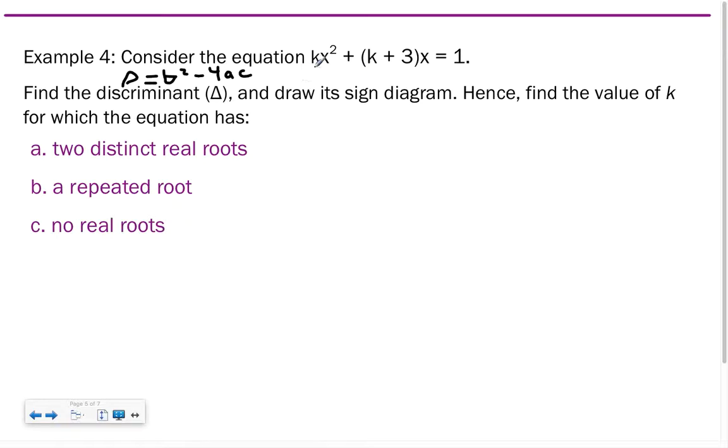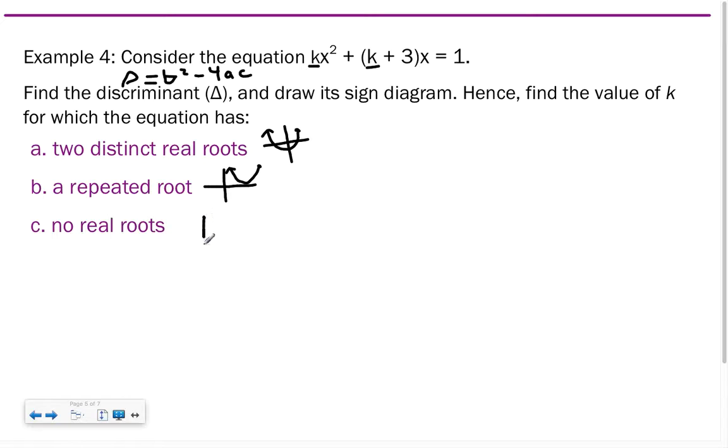What throws people off are these questions with k, and k is just another unknown. So we don't know the value of k, but we can say that certain values of k are going to give us a parabola that has two distinct real roots. So in other words, it cuts the x-axis in two separate places. We could find values of k that are going to give us a parabola that has a repeated root. So in other words, it comes down or up and touches the axis in just one spot.